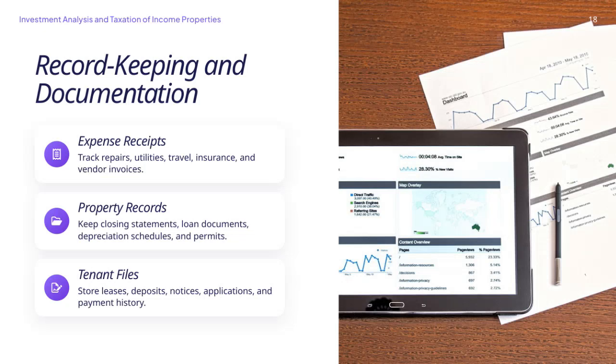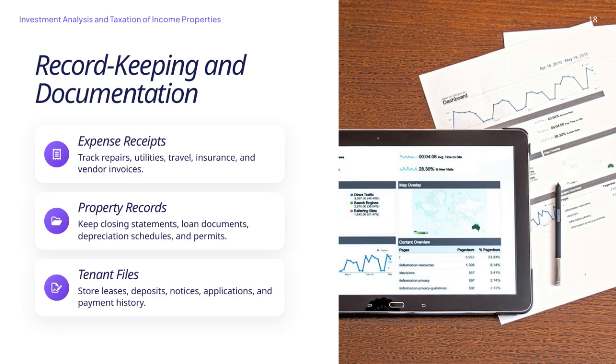When managing income properties, thorough record keeping and documentation are absolutely essential. This includes keeping all expense receipts organized so you can track every cost related to property. You'll also want to maintain detailed property records and tenant files, which cover leases, deposits, notices, applications, and payment histories. It's important to keep track of repairs, utilities, travel expenses, insurance, and vendor invoices to ensure you have a clear understanding of where your money is going.